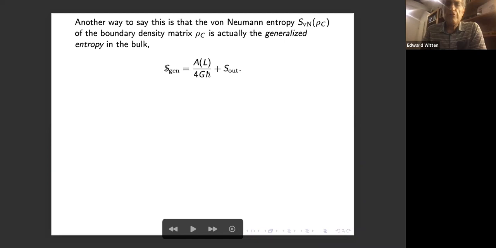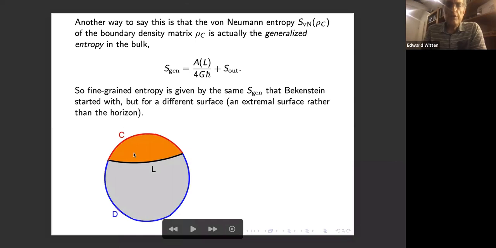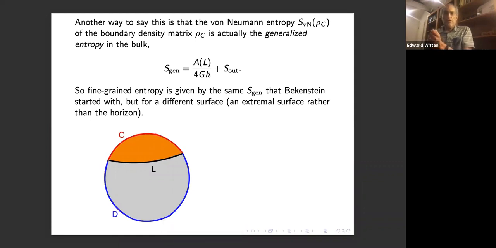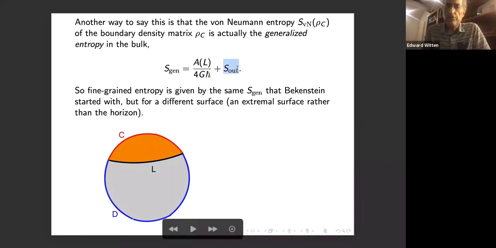But Lewkowycz and Maldacena corrected that and said you have to add S out, where S out is the entropy in the orange region. And by now we know that that means the von Neumann entropy of the bulk quantum fields in the orange region. So in other words, fine-grained entropy is given by the same generalized entropy that Bekenstein started with, but for a different surface, an extremal surface rather than the horizon. This term was added 7 years after Ryu and Takayanagi, and it still took a little bit before it was fully appreciated.